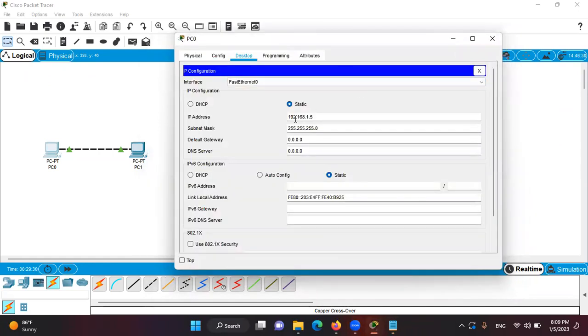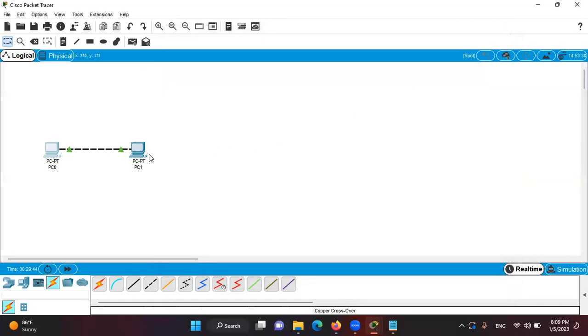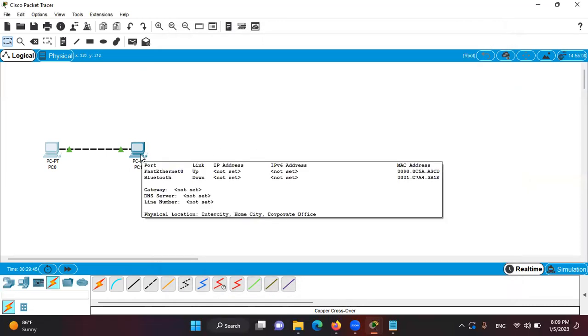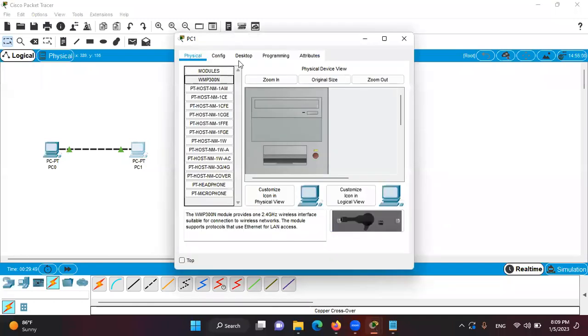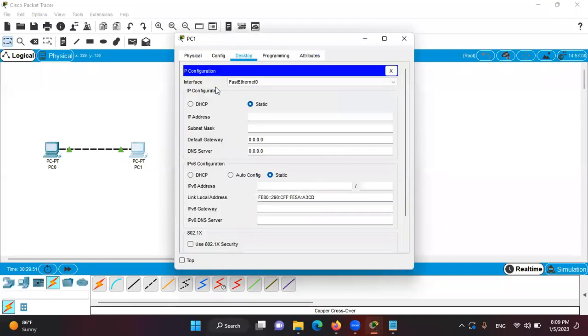Okay children, here I have given the IP address 192.168.1.5. The subnet mask is 255.255.255.0 for PC0, the first computer. Again, I have to give another IP address for this computer as well. So I'm going to click here, go to desktop, IP configuration, and now what are the rules applied? The network segment of the IP address must be similar, and the subnet mask should also be similar.